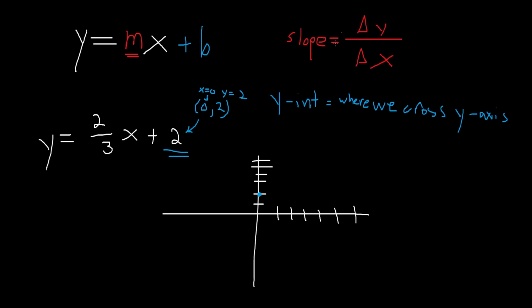Neat. Now we go over to the slope, and we have to recognize which part does what. The top is our change in y. That tells us how far to go up. And the bottom is our change in x. That tells us how far to go right. According to this equation, I should go 2 up and 3 to the right. So 1, 2, 3. And I should have my point right about there.